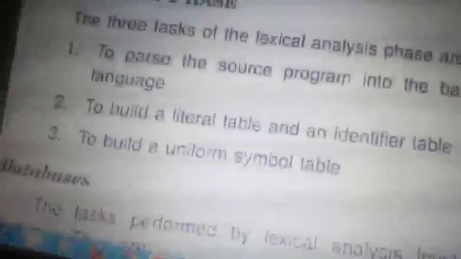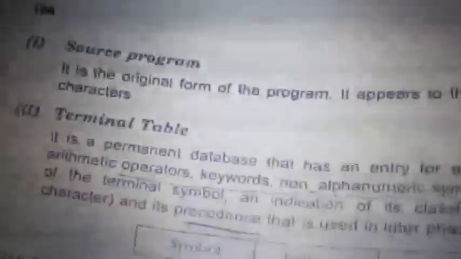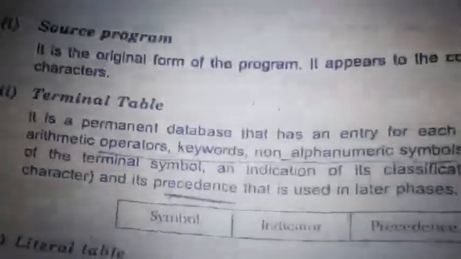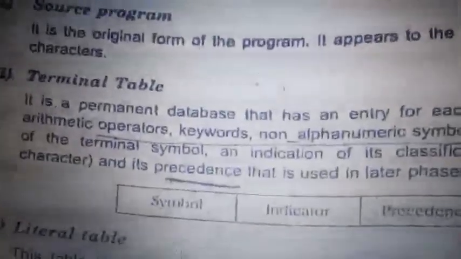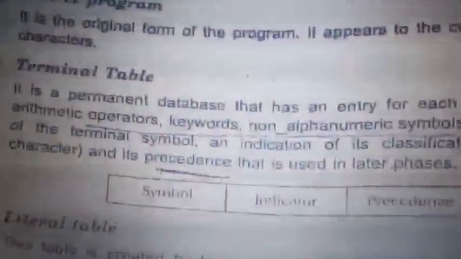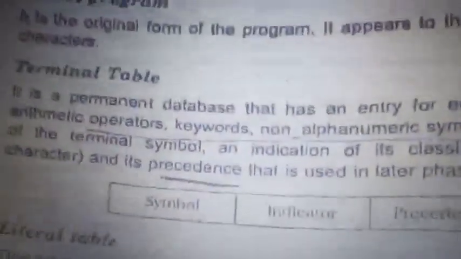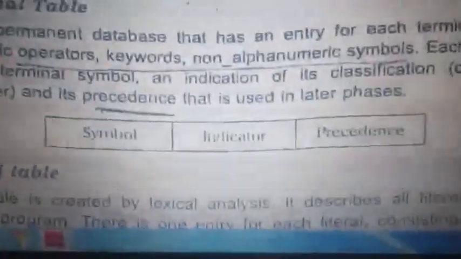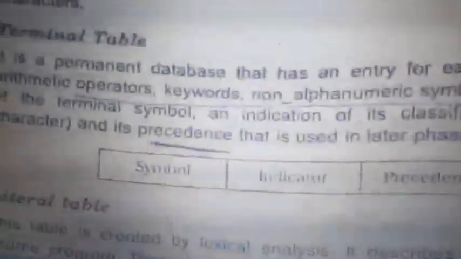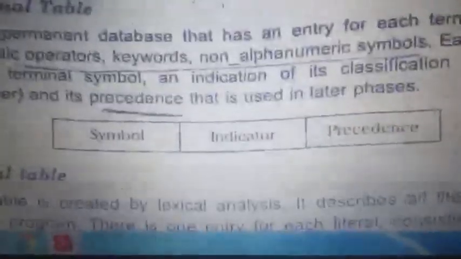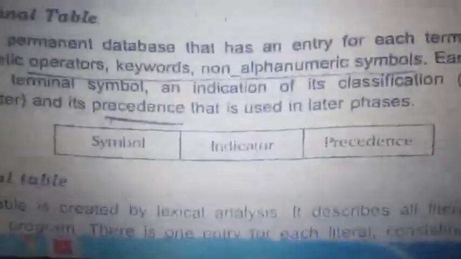Upon this task it is using different databases. Some of the lexical analyzer databases are: first, it requires the source program, which it needs to convert. Next is the terminal table. The terminal table consists of all the terminal symbols, and what kind of symbol each one is. If it is an operator, then what is the indicator? It's an operator, and in an operator, what is the precedence? If it is a type of keyword, then what kind of indicator? It is indicating the keyword.